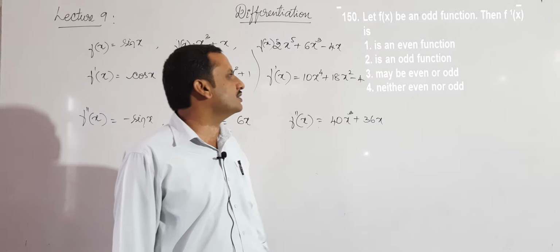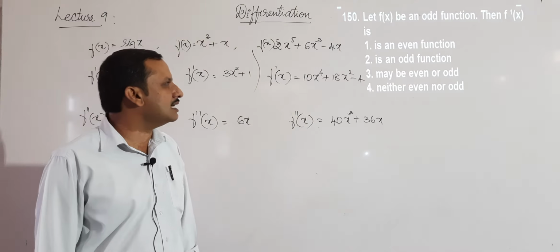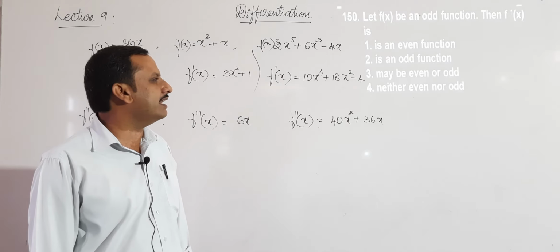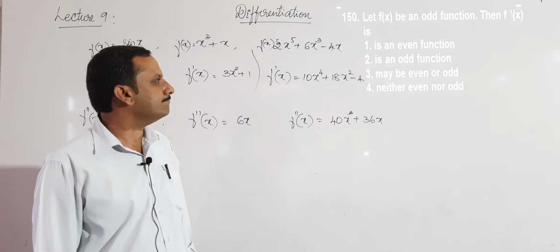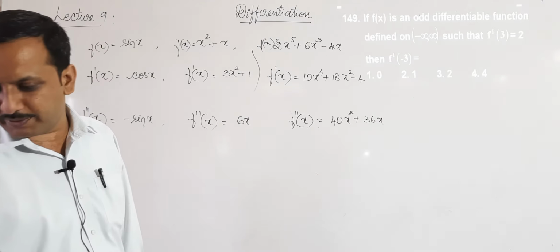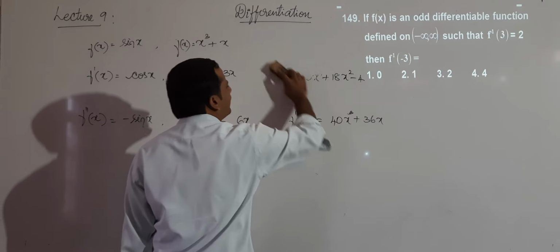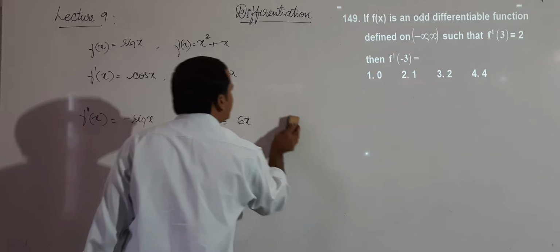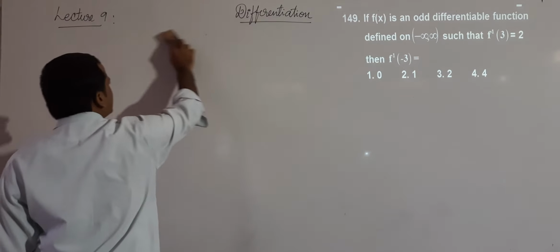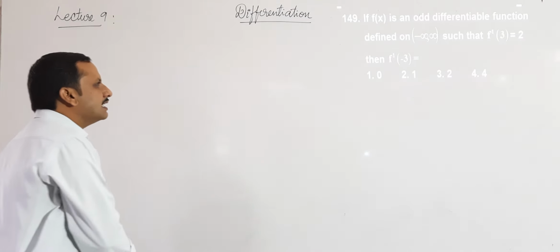Okay. Now look at this question. Let f of x be an odd function, then f dash of x is. So f of x is an odd function means f dash must be an even function. Okay, which is the first option. Okay, now let's go back to the previous question, which is 149th question. If f of x is an odd differentiable function defined on minus infinity to infinity, such that f dash of 3 is equal to 2, then what is f dash of minus 3?